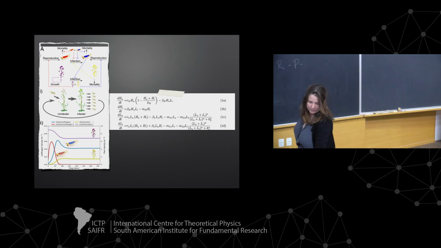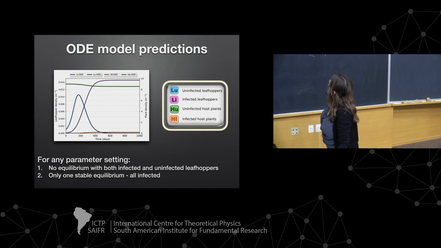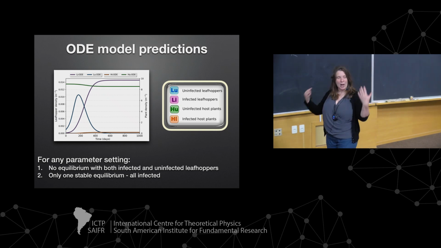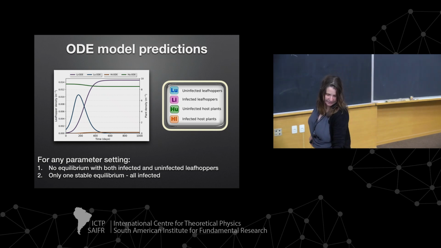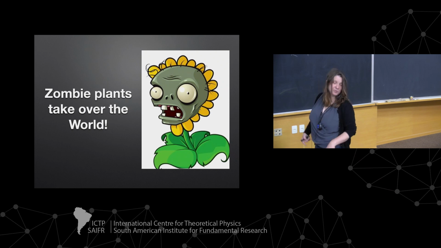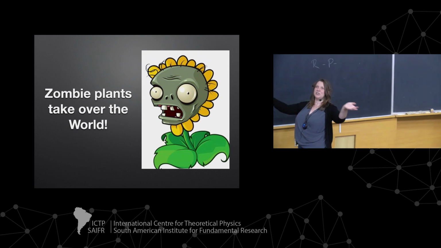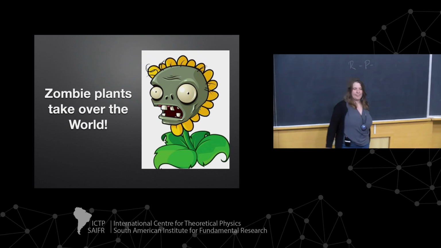So we were at odds, because for any parameter setting, there was no equilibrium with both infected and uninfected leafhoppers. One would always take over. So a well-mixed system doesn't explain it. So zombie plants would take over the world. That's how we called it, right? Because they are zombie because they're like Walking Dead, right? They don't give offspring anymore. They're just there to spread the disease, yeah?